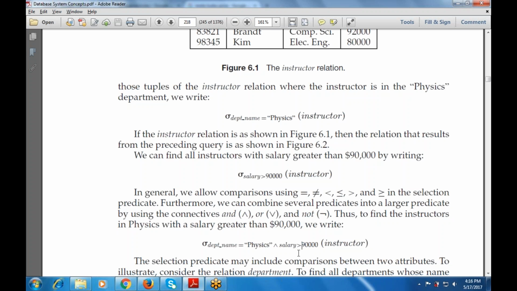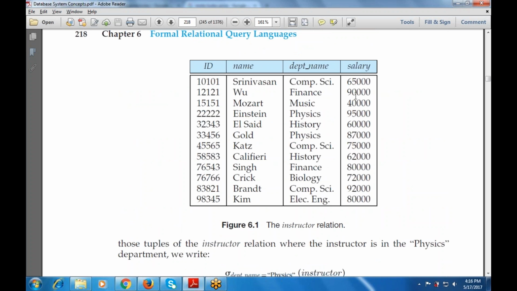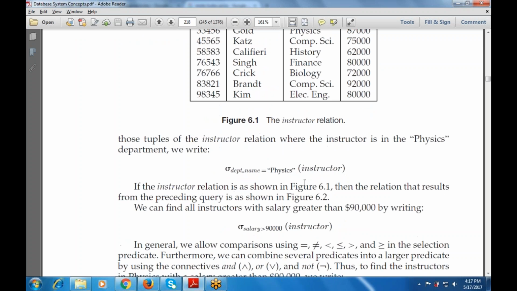In the same way, physics has another salary. This is a salary of 95,000, but this is a physics instructor. Next one, physics is 87,000. Next one, 92,000 is computer science. There are three rows. One is physics, one is physics, one is computer science. There are three rows over here.